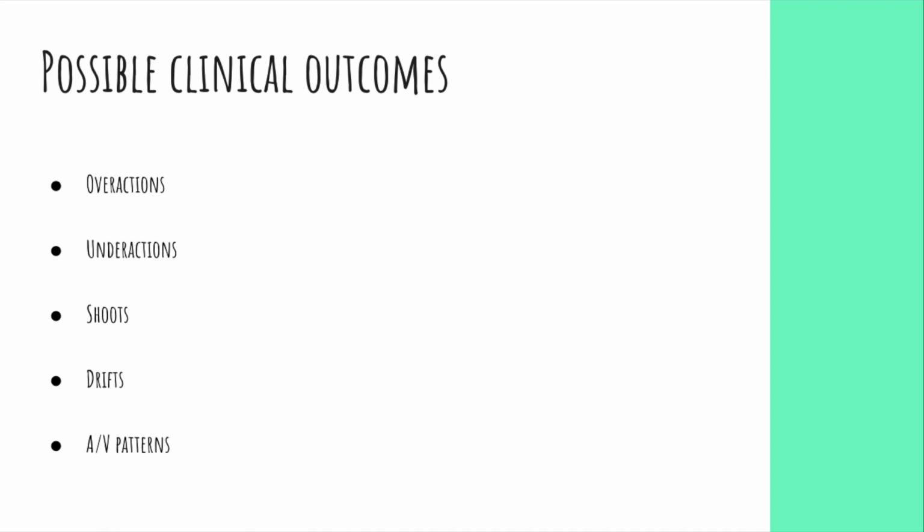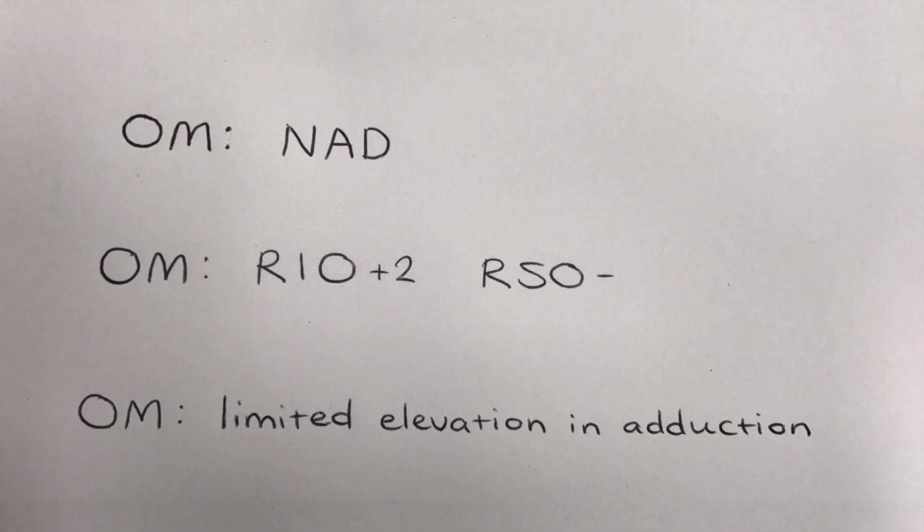When testing for ocular movements, the following may be observed: over or under actions of muscles, up or down shoots, up or down drifts, and the detection of an A or V pattern. These findings can be recorded descriptively or graphically. The descriptive method shown here describes what the clinician has observed during testing. There are a few different methods of describing the ocular movements which are depicted here.